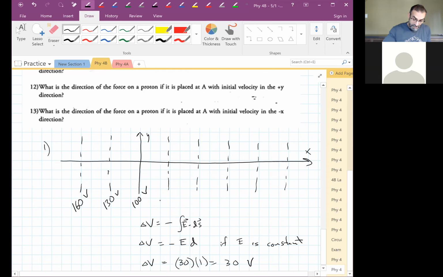Now let's go in the other direction. Okay, so over here, what do we have? x equals 1 meter, 70 volts. x equals 2 meters, what do we have? 40. x equals 3 meters, what's the next one? And the next one? Okay, that's a 5.